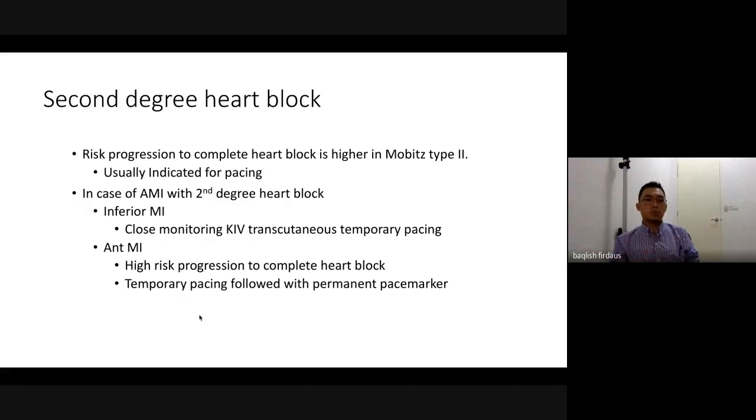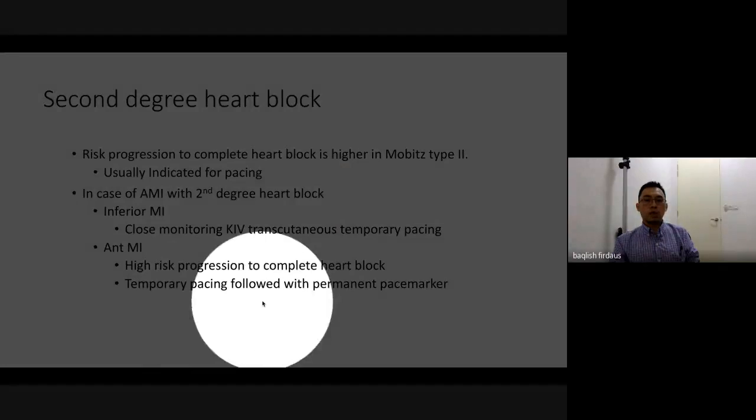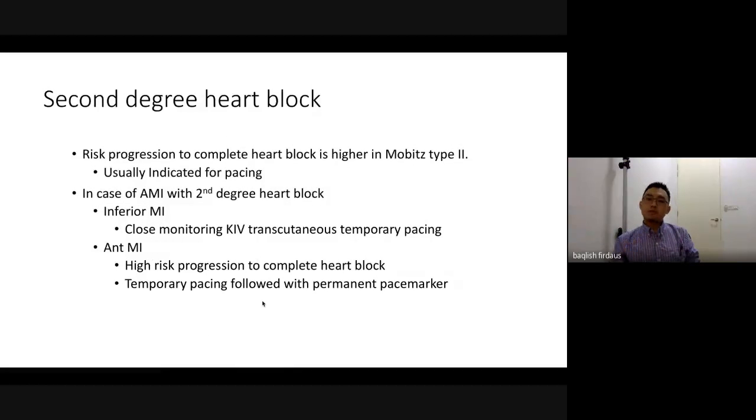Anything less than 30, if you are in a district hospital, you must refer for a temporary pacemaker. In patients with anterior MI, there is a high risk of progression to complete heart block. Usually in anterior MI, the Purkinje fibers are involved. We need to put in a temporary pacemaker followed by a permanent pacemaker.